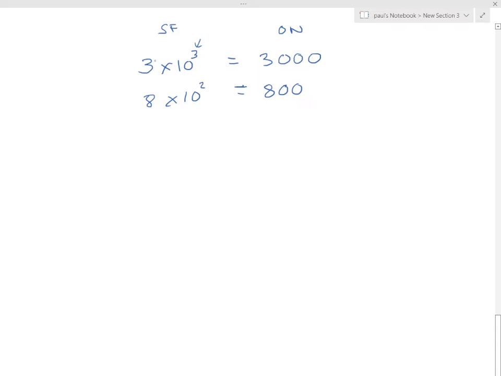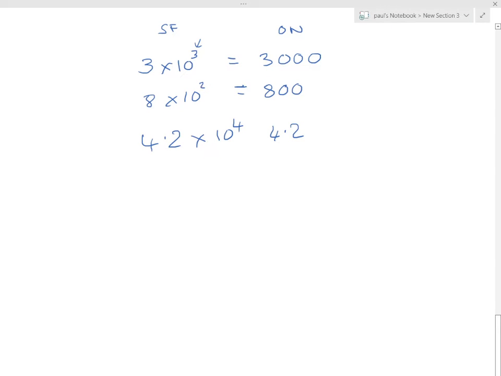Now, we said that this standard form can be any number between 1 and 10. So we could have a decimal times 10 to the 4. Now this time, I'm going to use a little trick here. I'm going to write my 4.2. This is rough working out. And what I'm going to do is I need to move 4 places.